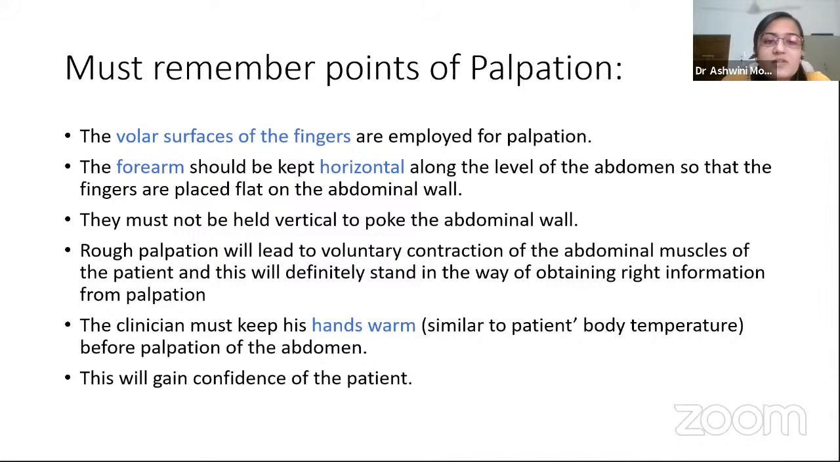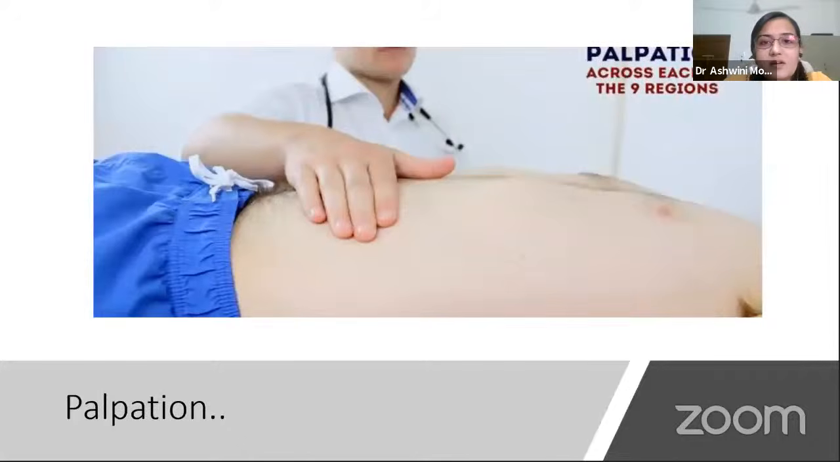The clinician must keep his hands warm. Warm should be similar to the patient's body temperature, not anything else, and not room temperature. It should be as per the patient's body temperature. This will gain the confidence of the patient. This is a picture showing how you have to palpate. The clinician has sat on the right side of the patient, keeping his forearm horizontal and his fingers flat on the abdomen.